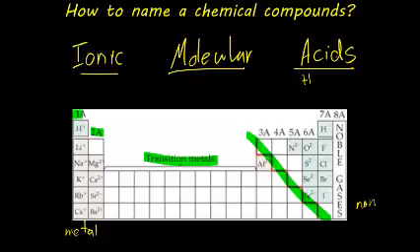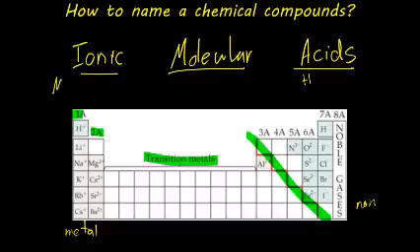Okay, so for ionic compound, if you see the compound consists of two elements, one from the right side, one from the left side, then it's ionic. If the compound consists of two elements from the right side only, it's a molecular. There is no exceptions in this. So let's give some examples.